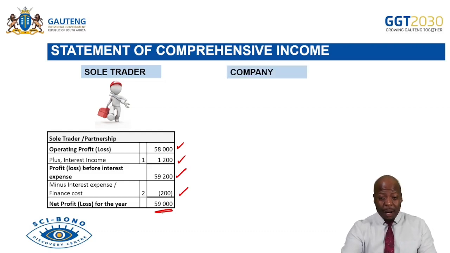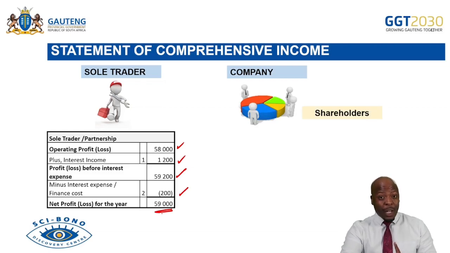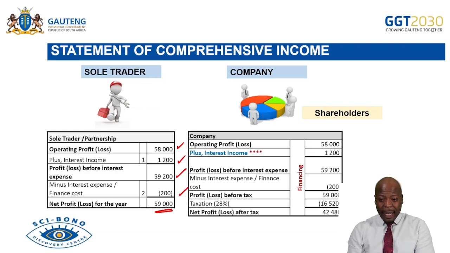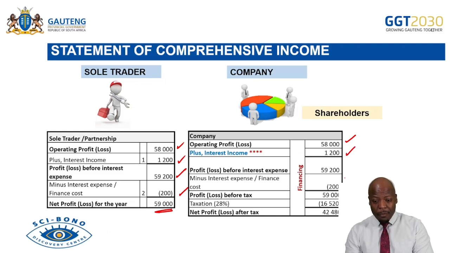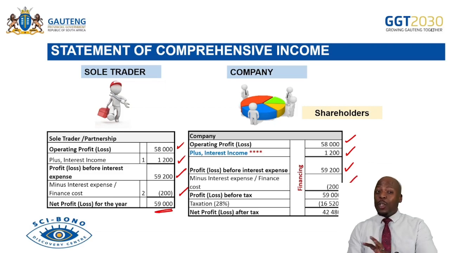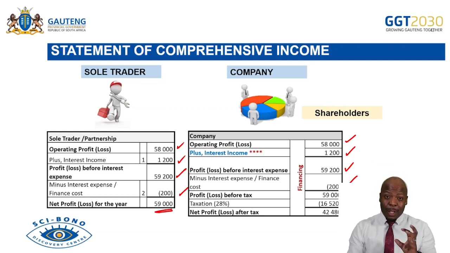But now that we're in grade 12, remember we are dealing with companies, and need I remind you that the owners of the company are called what? Shareholders. Now that we are in grade 12, we will come again where we have our operating profit, and then we add interest income. Very important that interest income is added. Then we get our profit before interest expense. Then we will subtract interest expense. Now, it will not end here as it was with the sole trader. We still have a bit more to go.